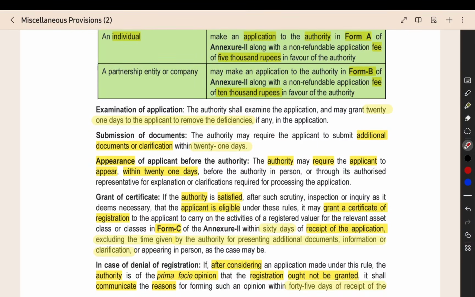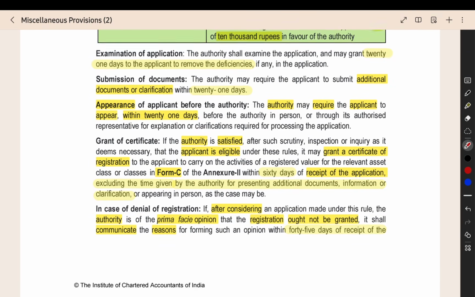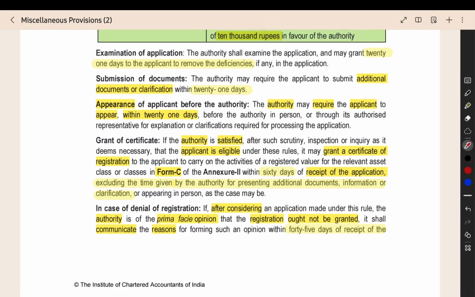Then if there is any problem in the application, like some mistake you made in filing it, the authority will give you 21 days to rectify the mistake. If additional documents are needed, 21 days will also be granted by the authority, and you have to submit the additional documents. If the authority wants, it can require the applicant.